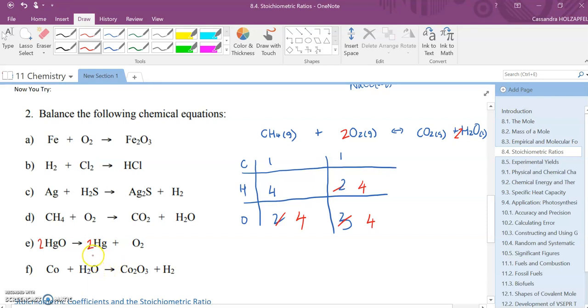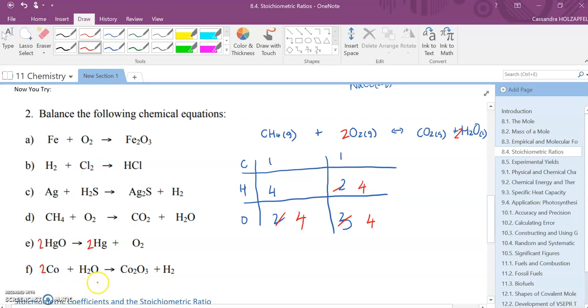All right, let's do the last one. Again, I'm not going to bother drawing out a table because I'm pretty confident at this, so I've done this a lot. If you guys want to draw the table, I would highly suggest doing it. But for this one, I'm not going to do so. So we've got 2 cobalts on this side. So I need to double the amount of cobalt on this side.